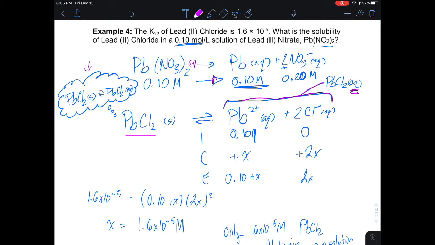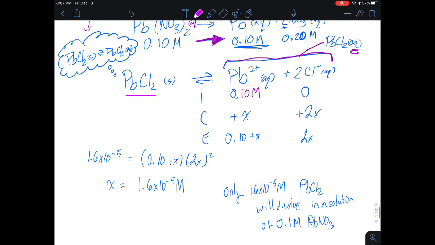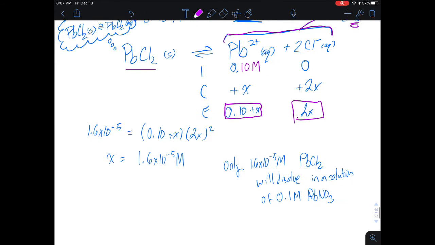All right, so the lead that I'm getting out of this reaction here, this is a one-directional reaction, not an equilibrium, is going to give me this 0.10 molar lead in solution. I don't know how much chlorine I have, 0 right now. And then I'm going to be adding X to that, and my chlorine's going to go up by 2X. This is going to give me these values here.